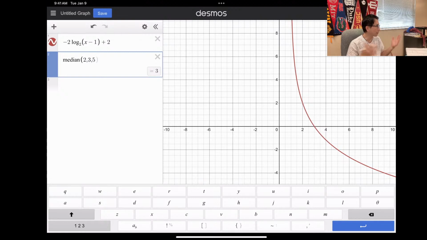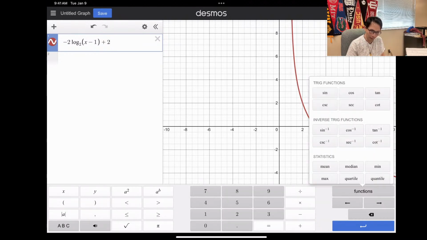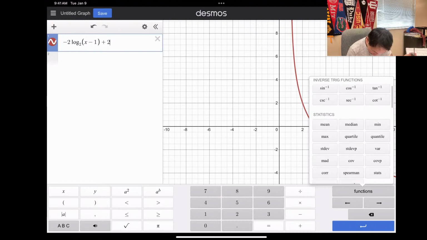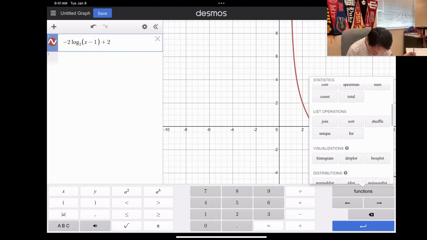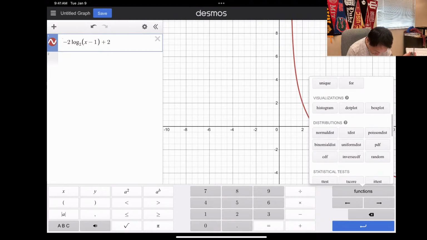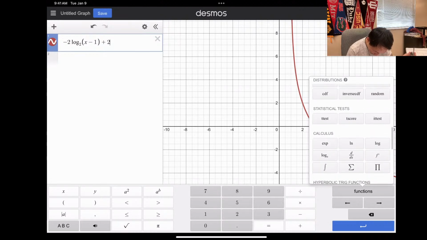Just pick any random three numbers. This is very powerful because it's all underneath the functions. In the function menu you can see there's a median, min. It can even find quartile and standard deviation. I don't know how to do histogram or box plot, but you can look up how to do it. CDF, PDF, those are stats.